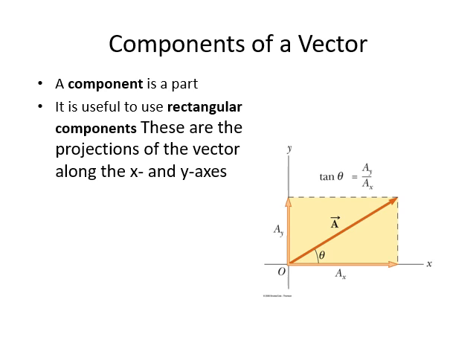Now, next is components of a vector. So now this is really important for vectors. When we are saying vector, vector means any quantity which has magnitude as well as direction. So a component is a part of a vector, and it is useful to use rectangular components, and these are the projections of the vector along the x and y axis.